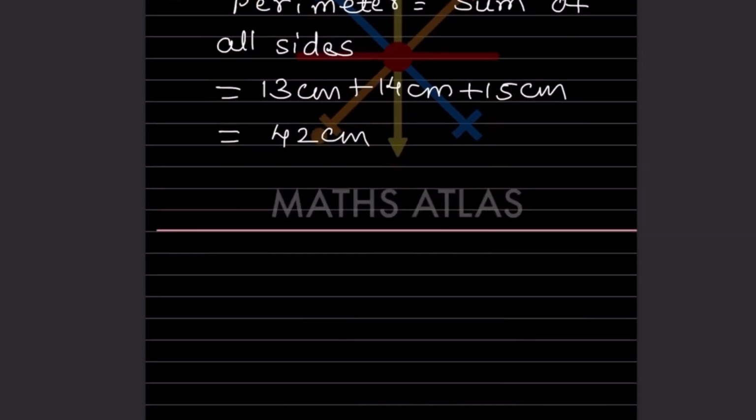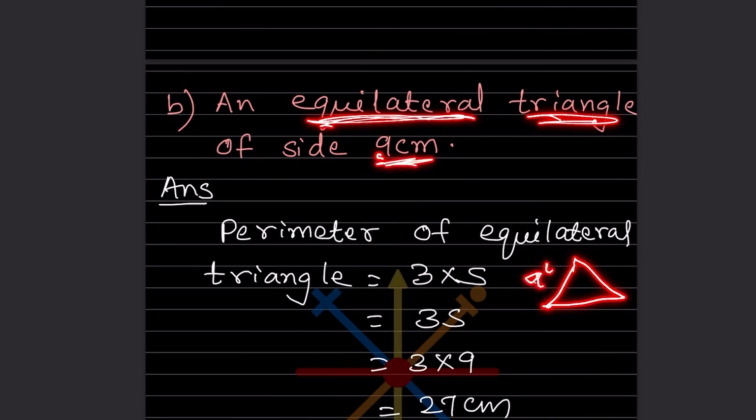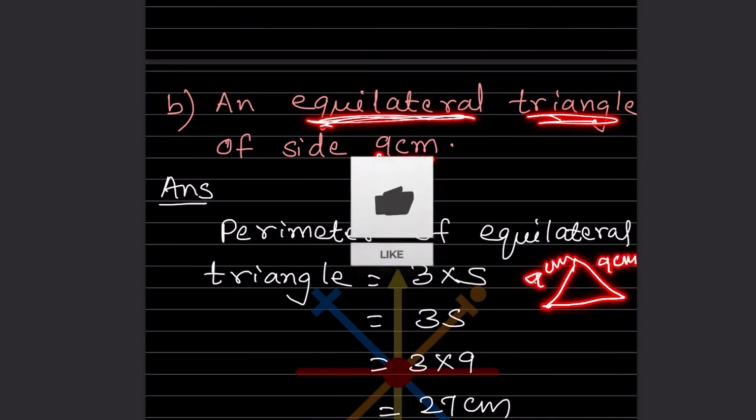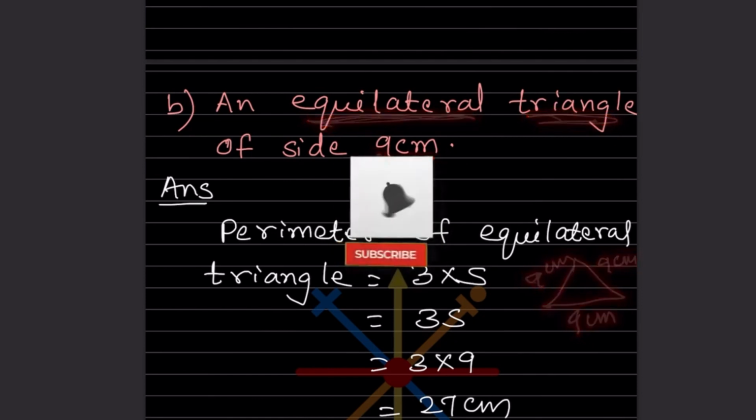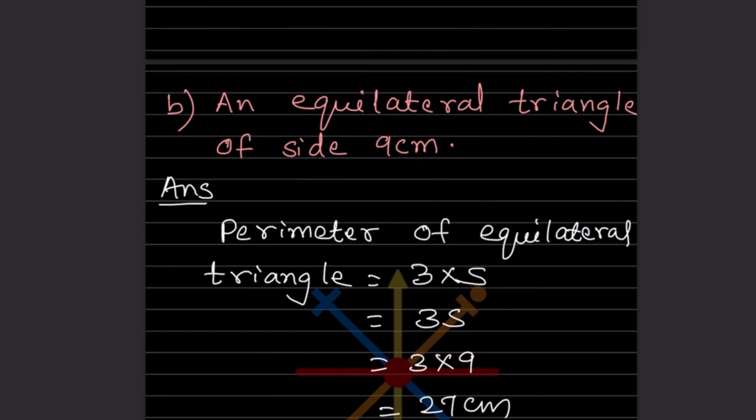Hope you got it. Now here, equilateral triangle. Now you know what equilateral triangle means? All the sides are the same. So if the side is 9 centimeter, this is 9 centimeter, this also is 9 centimeter, and this also is 9 centimeter. So you can directly write the formula for that. Perimeter of equilateral triangle is 3 multiplied by s, since all the sides are the same and there are 3 sides for a triangle.